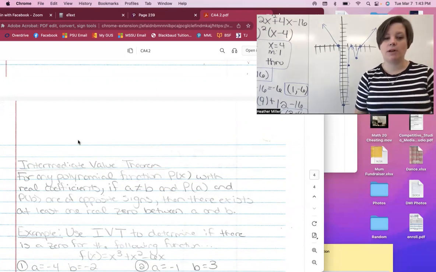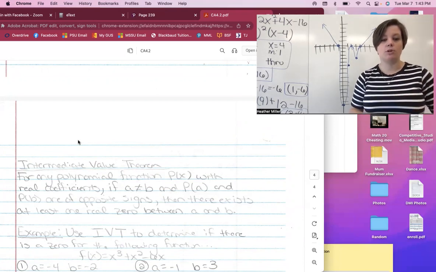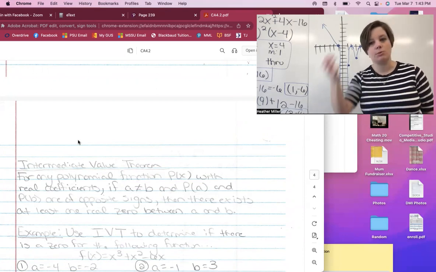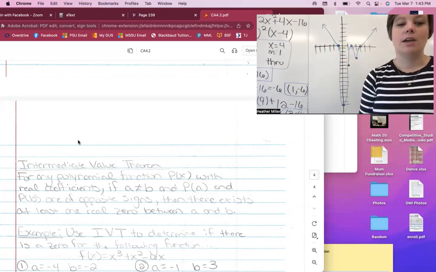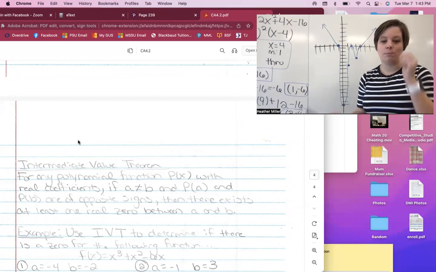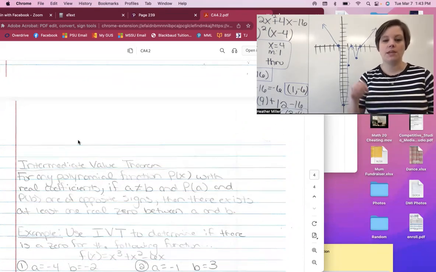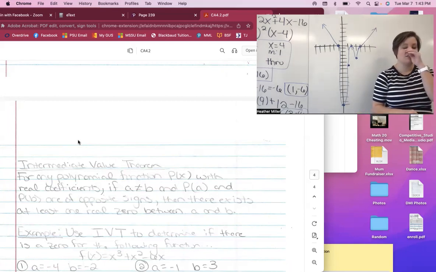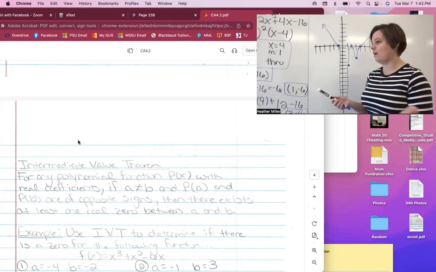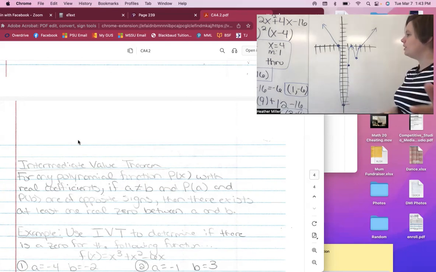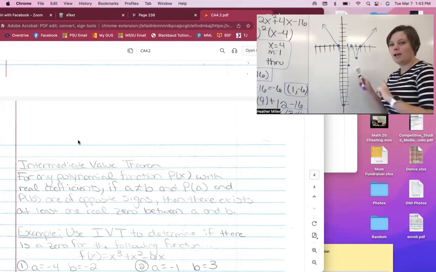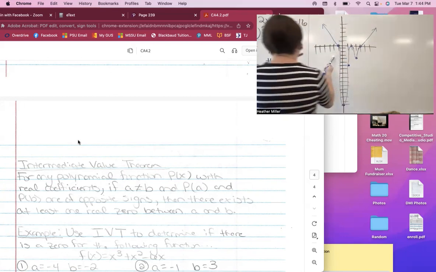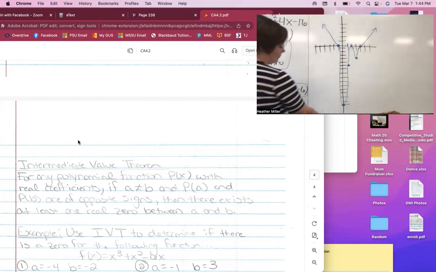And it says for any polynomial function p of x with real coefficients, that just means that they're real numbers, not imaginary, and if a does not equal b, then if p of a and p of b are of opposite signs, then there exists at least one real zero between those 2 points, thus an intermediate value theorem. And I think the wording of it is a little bit weird, but I can even show you on just this graph that we had here.